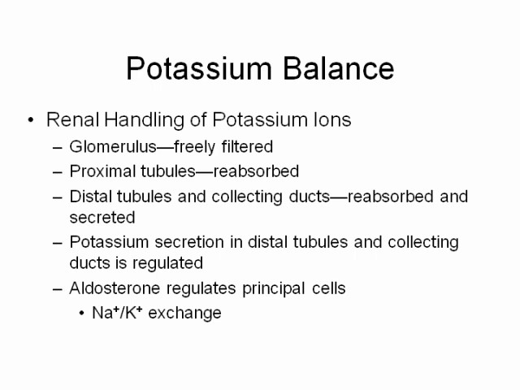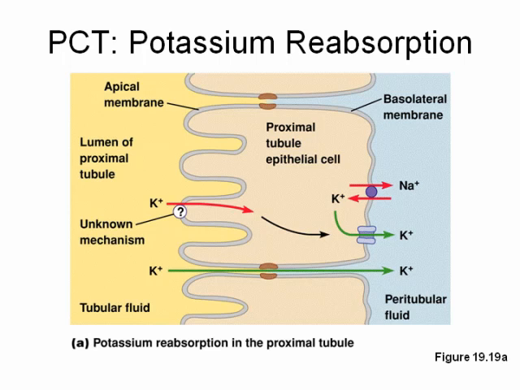Potassium balance. How does the kidney handle potassium ions? So first of all, in the glomerulus, potassium ions are freely filtered and they are reabsorbed in the proximal tubules. In the distal tubules and collecting ducts, potassium can be reabsorbed as well as secreted. We've already seen that in some of the slides that we showed talking about the movement of other solutes. Potassium is also secreted in the distal tubules and collecting ducts, and it is regulated here. And it is regulated primarily through aldosterone, which regulates principal cells, and as we've already seen, influences sodium-potassium exchange.